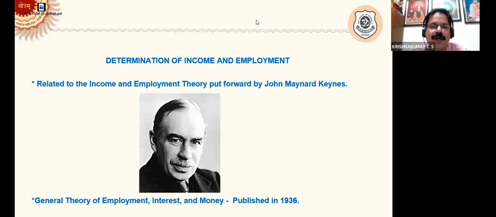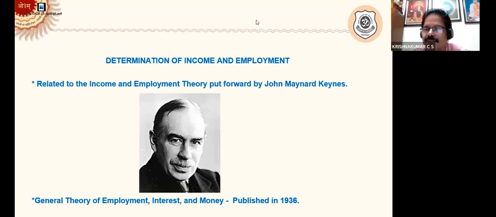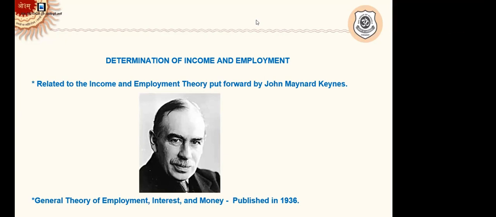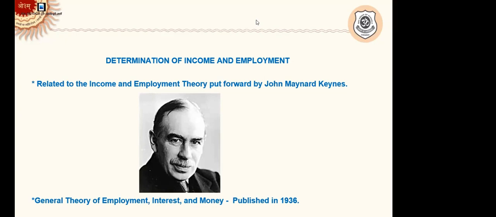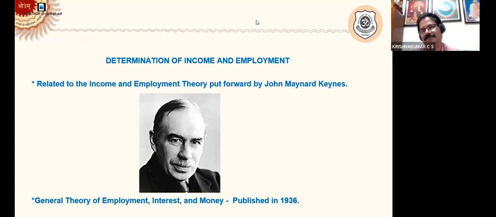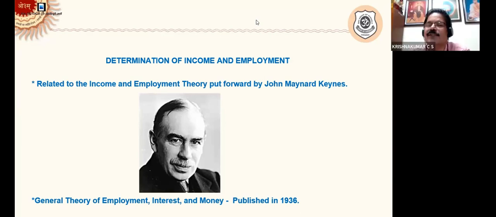You all might have heard about Say's law of market: supply creates its own demand. So what do you say? Classical economists believed that if you produce a commodity, you need not worry about the demand at all. Why did they say so? Because supply creates its own demand. How does supply create demand?